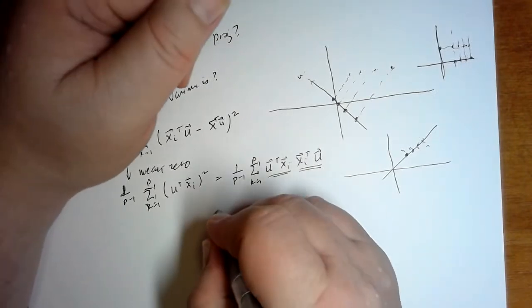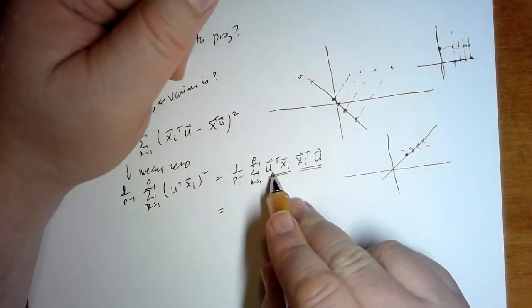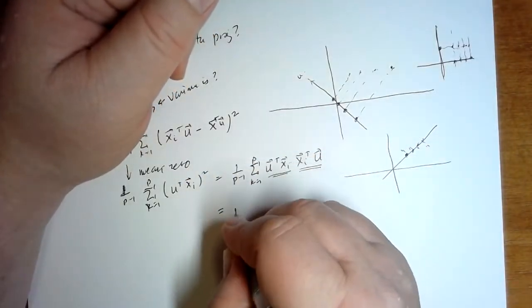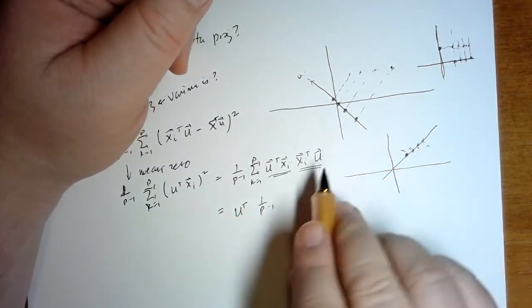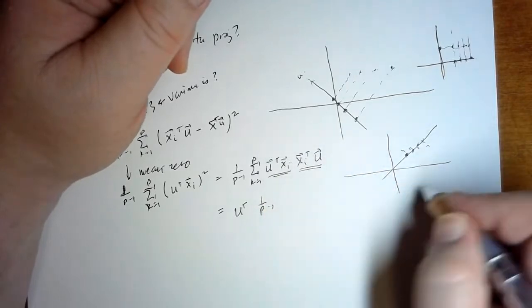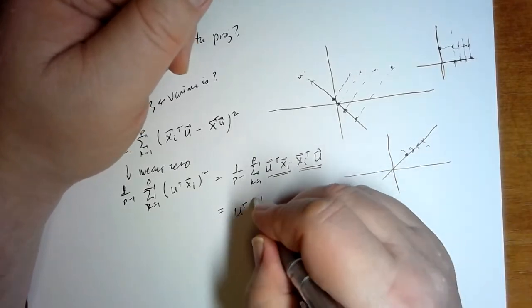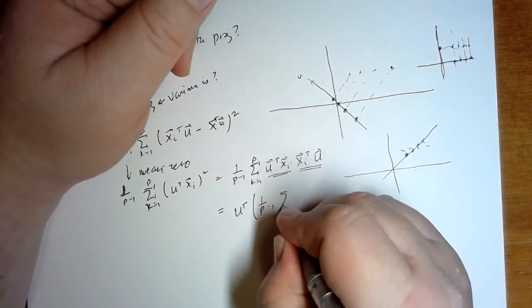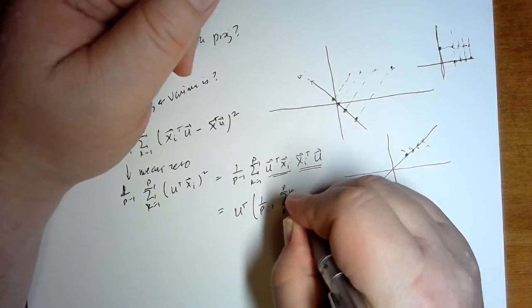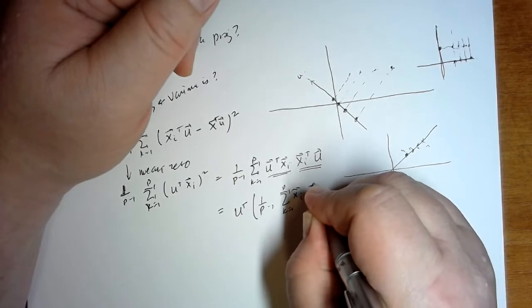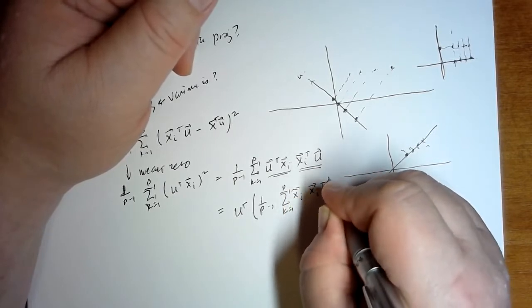And do you see where I was going with that? The u factors out the front, and this u factors out the back. And then you're left with the sum k equals 1 to p of xi times xi transpose.